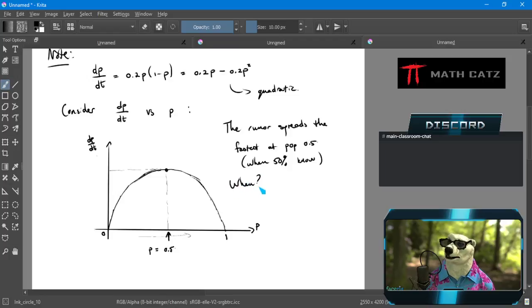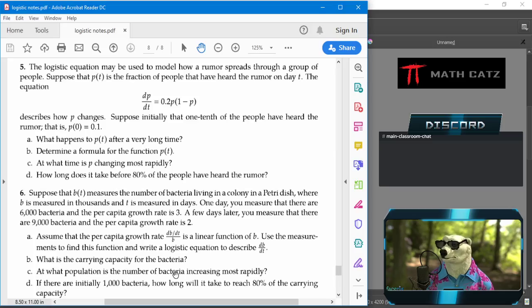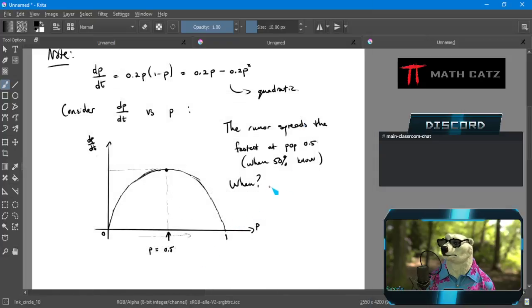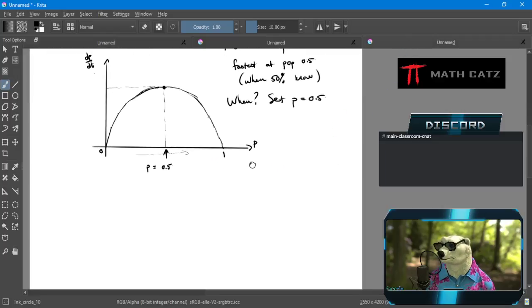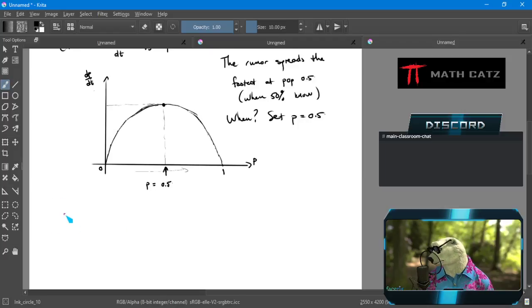When does that happen? So I'm trying to answer this question. At what time is P changing most rapidly? Part C. Well, I simply set P equal to 0.5, but I do have to go to my function, right? And my function was over here. But that's something we know how to do. That's not a challenge. Let me just scroll up a little bit and set that up. So 0.5 equals, where's my function? 1 over 9e to the negative 0.2t plus 1.